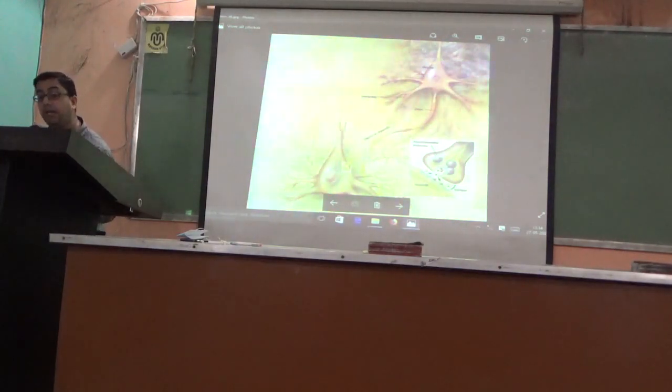Then it can be many to one, multiple neurons terminating on a single neuron, and it is very commonly found in the CNS, and one to many, which is a rare type where one neuron contacts many neurons. So the rare type is one to many, and the common one is many to one, which is more common in the CNS, where multiple neurons terminate on a single neuron.